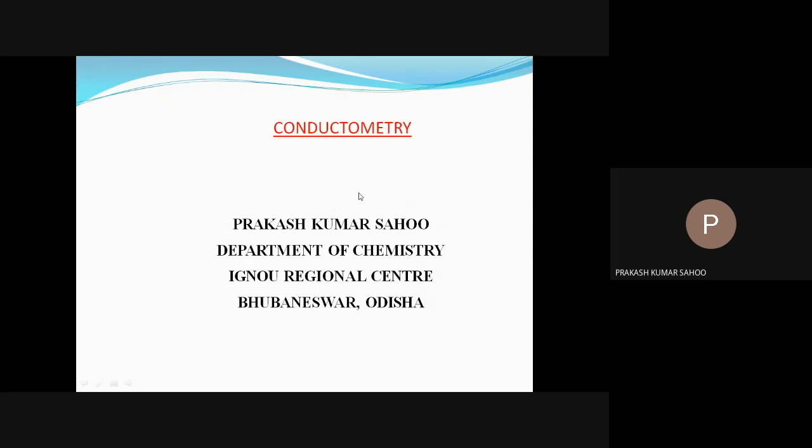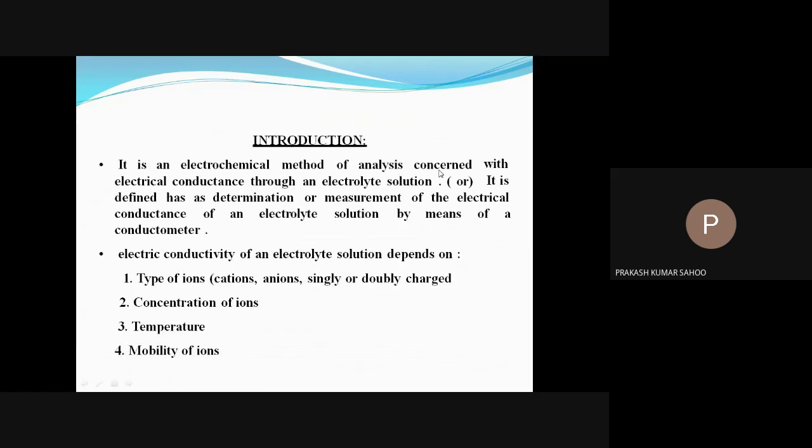So there is Ohm's law. The unit of resistance is ohm and the unit of conductance is siemens. So in this part we will have the unit that is conductance. Okay, and let's have some introduction.